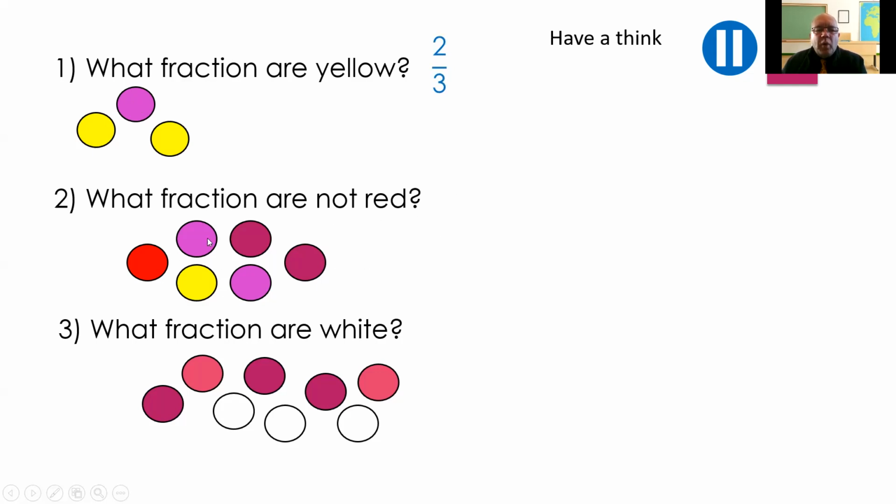What fraction are not red? Well, our denominator will be 1, 2, 3, 4, 5, 6. So our denominator will be 6. But how many are not red? 1, 2, 3, 4, 5. So 5/6 are not red.